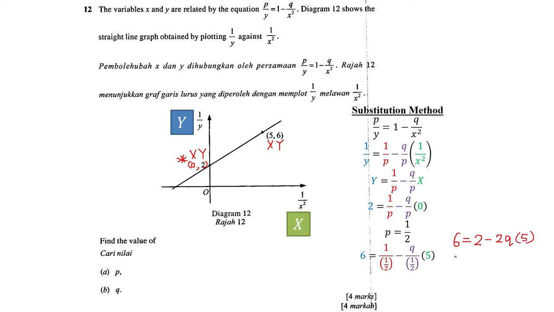So we move the 2 to the other side, your minus becomes 4. And here we still have negative 10q. So with that, to get our final answer, we just have to move the negative 10 to the other side. Then you will get your answer, negative 2 over 5.